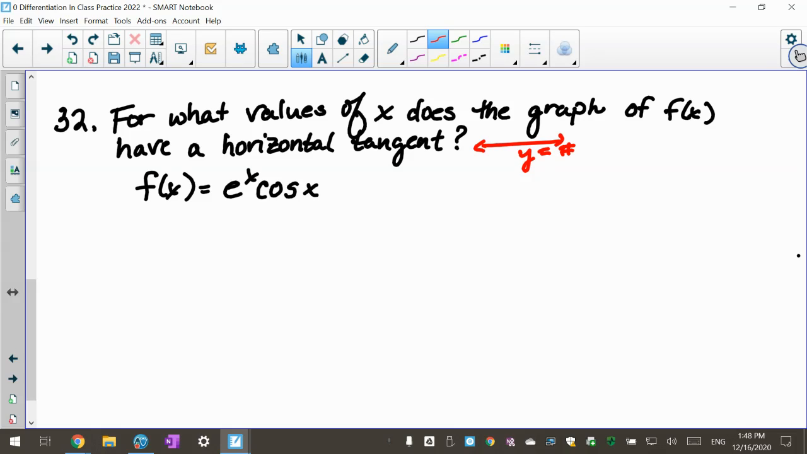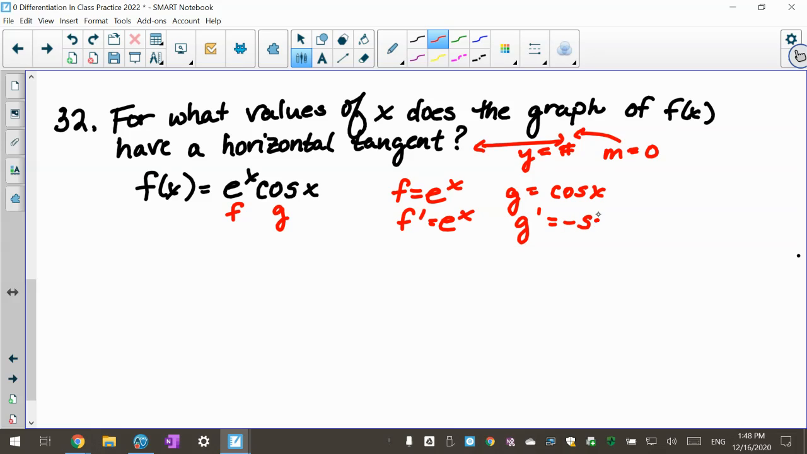So if I want to know for what value of x does it have this horizontal tangent line, if I know that this slope here is 0, I can just do the first derivative, which is my slopes, put it equal to 0 and figure out what the x's would be. Okay, so I notice this is a product rule. So I have f is e to the x, f prime is e to the x, g is cosine of x, g prime is negative sine of x.